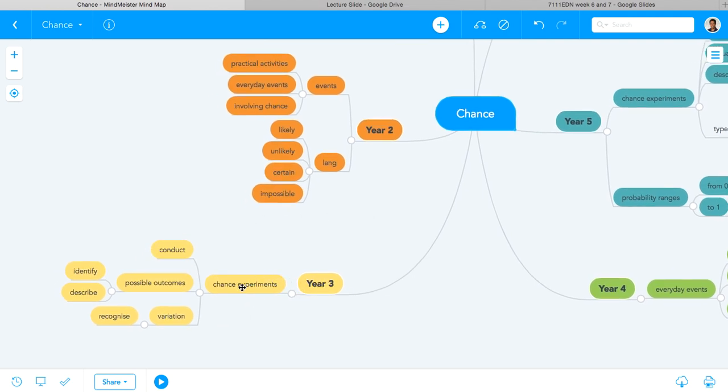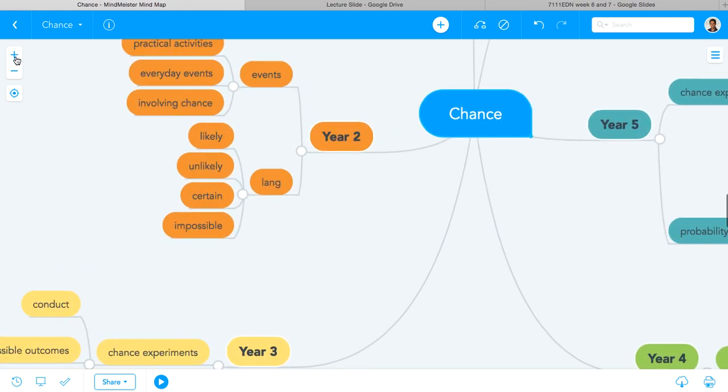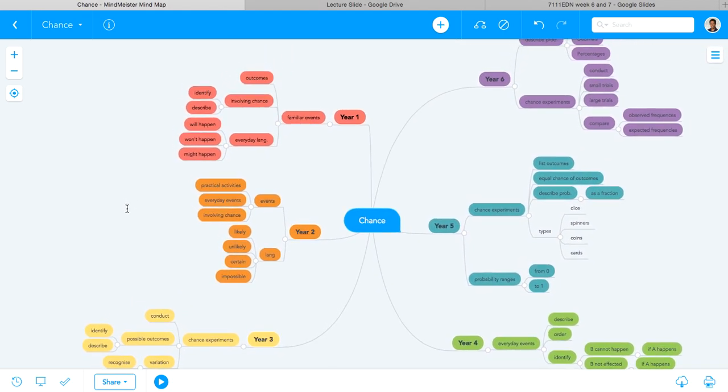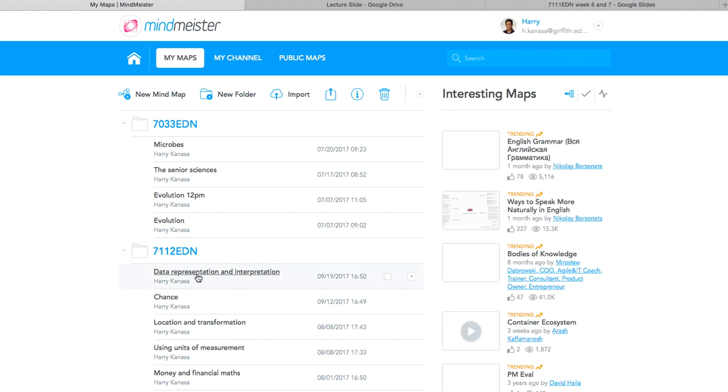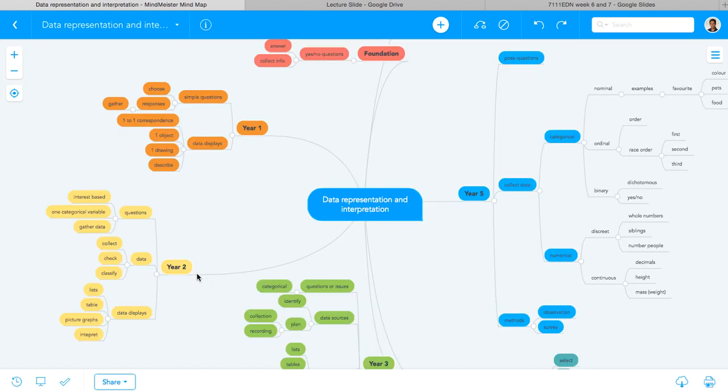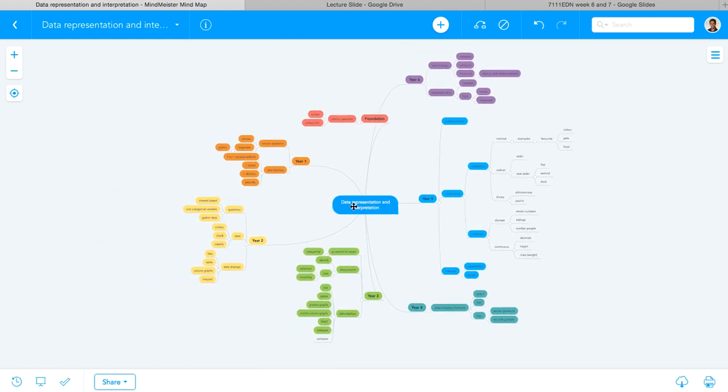Okay, so in year 3, where they're conducting chance experiments and looking at possible outcomes, they identify and describe, and they are to recognize any variation in the results. So there is the chance substrand mind map. Let's have a quick look at the data representation and interpretation mind map, and it looks like this. Okay, so once again, it is all the way up to year 6.